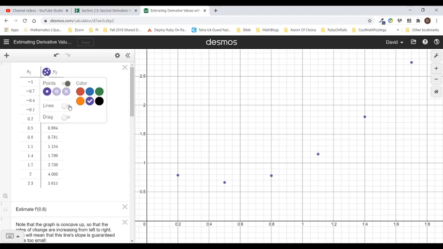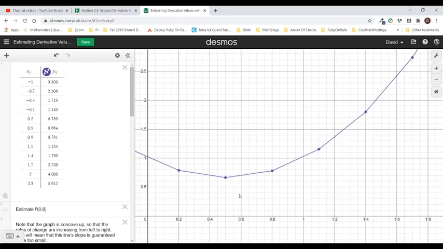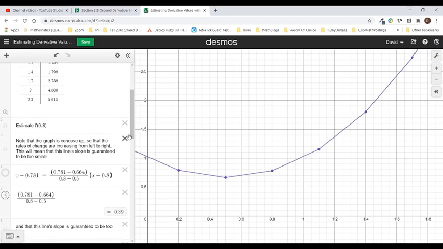Now I'm going to do a little bit of what I did yesterday. I'm just going to connect them up with these little lines so I can actually discuss what's going on. What we did yesterday is we looked at this slope right here and said it looks too small, and looked at this one and said this slope is too big, and then we found the average of the two. Now the thing is, this graph is concave up. What does concave up mean? It means the rates of change are increasing from left to right.